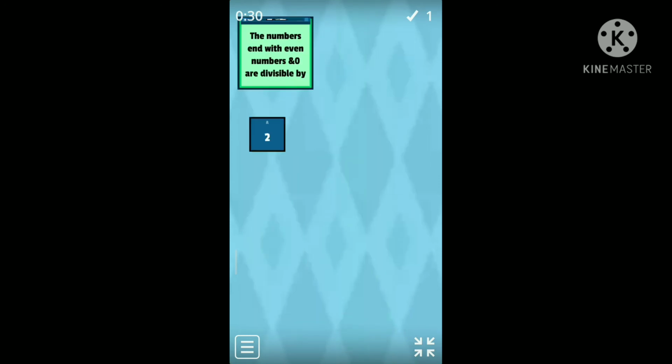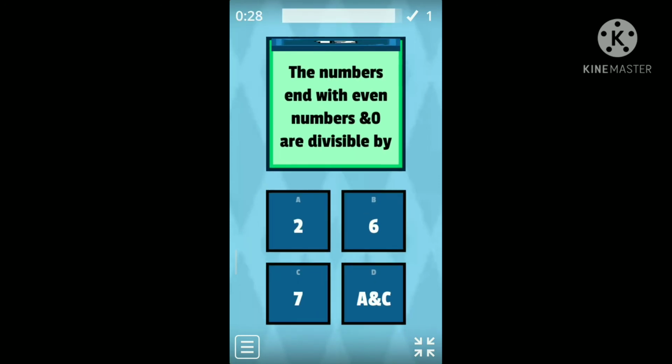Now proceed for the next question. Numbers ending with an even digit or 0 are divisible by 2, according to the divisibility rules. So we know that any number ending with 0 or an even number will be divisible by 2.